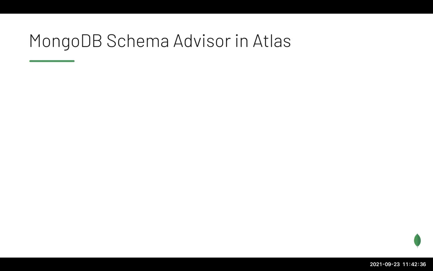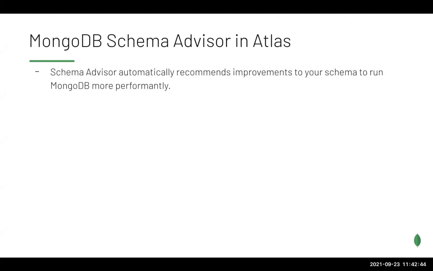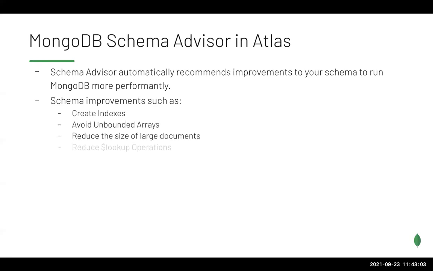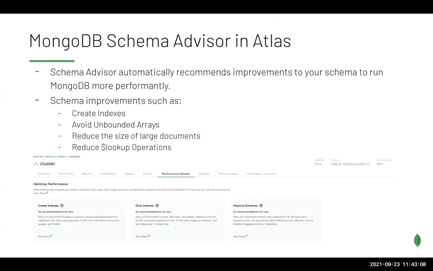Now, to close out, I do want to talk about the MongoDB Schema Advisor that is available in MongoDB Atlas. The Schema Advisor essentially is an automated tool that is going to recommend improvements to your schema to make sure that MongoDB runs more performantly. So if you're just getting started with MongoDB and you're worried about, am I going to run into all these anti-patterns? Is my application going to work great at the beginning, but then as I scale it out and have a lot of users, is it going to slow down? The Schema Advisor is here to help.